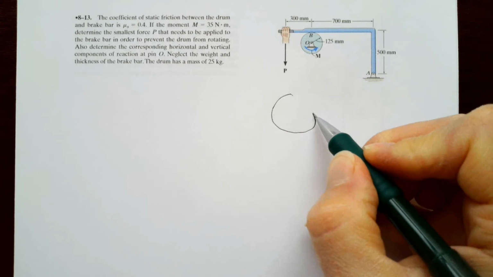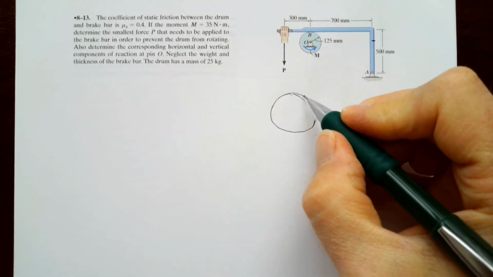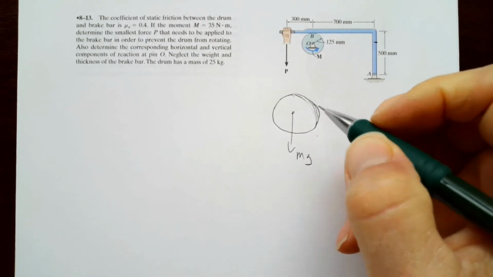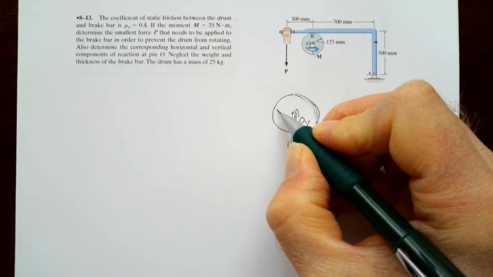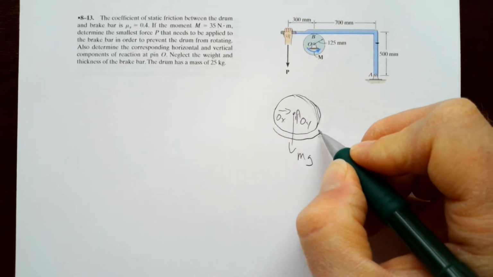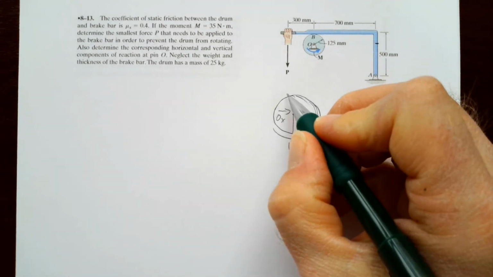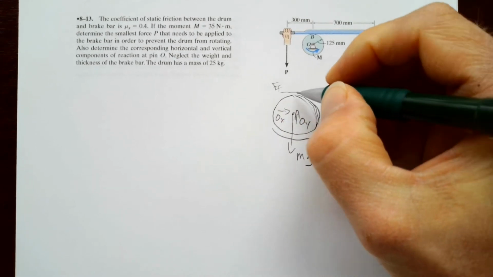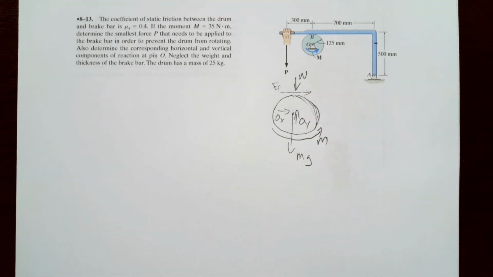So the drum. We've got mg down, we've got O in the Y, O in the X, a moment, and friction going this way, and a normal pushing down. And that is everything.